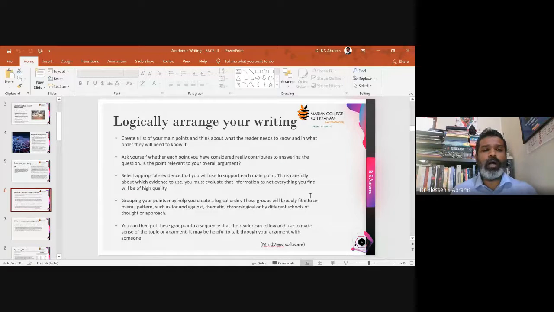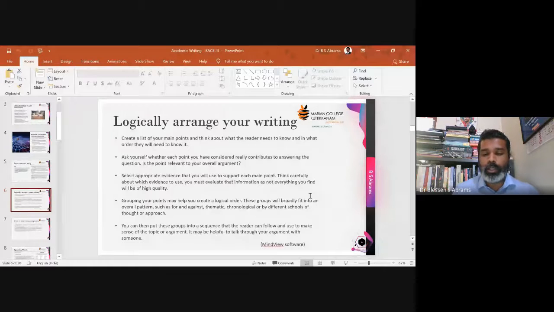It may be helpful to talk through your argument with someone. There are different kinds of essays, like argumentative essays or persuasive essays. In a persuasive or argumentative essay, you are arguing so that the reader will get a definite idea about what your argument is. If it is chronologically and sequentially arranged with a logical order, then the reader will understand it properly.